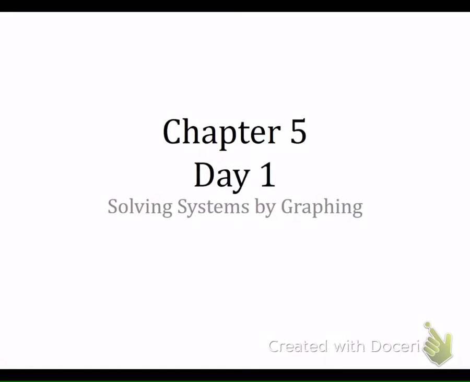Okay, so we are starting chapter 5 today. It's solving systems of equations by graphing. A system of equations just means more than one equation, all right? So we're basically going to graph two equations on the same graph. We're going to see where they cross. Sounds like it shouldn't be too challenging considering we just did a whole chapter on graphing, right?